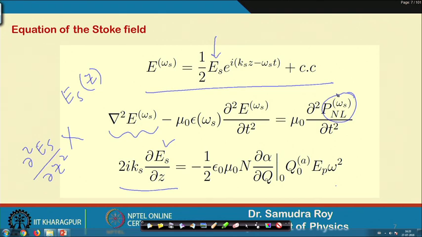And if I make a derivative of this quantity, then since this is a frequency omega s, we will have an omega s term here. So it should be, here it is written omega, but it should be omega s square with a negative sign. So this equation basically gives us how E s is going to evolve. Well, this is still a complicated looking equation.